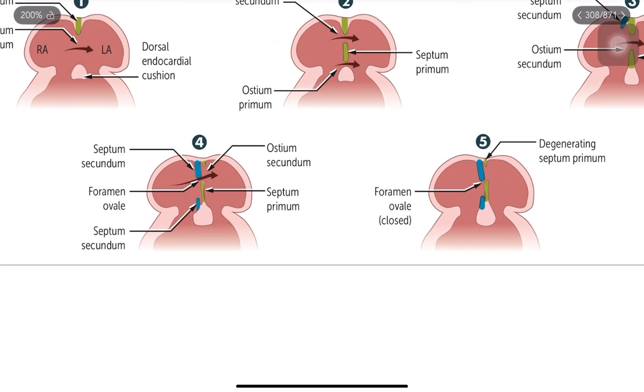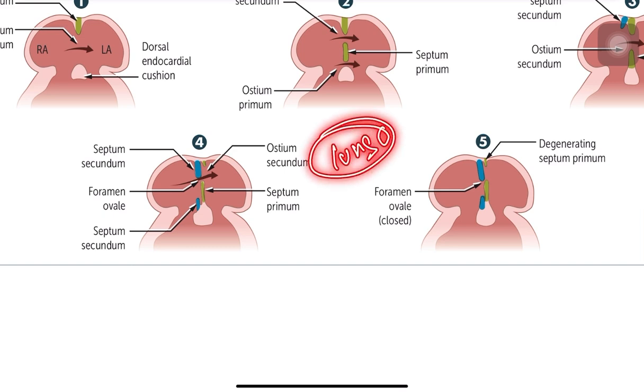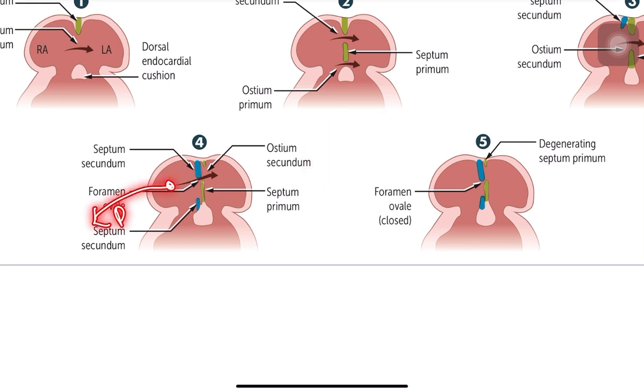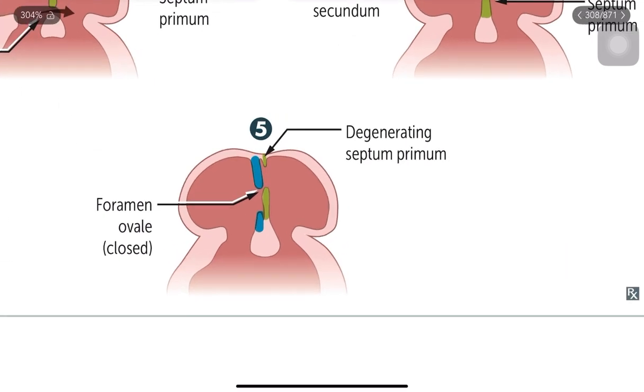As the baby gets its birth and comes out, the lungs resistance would decrease. What do you mean by lung resistance would decrease? This blood over here would prefer to flow through the pulmonary artery rather than going through this foramen ovale. So this pressure would decrease, whereas left atrial pressure will increase drastically as the baby comes out of the mother's womb.